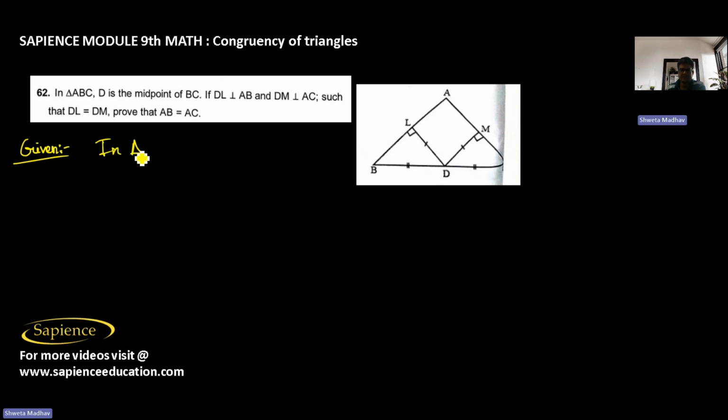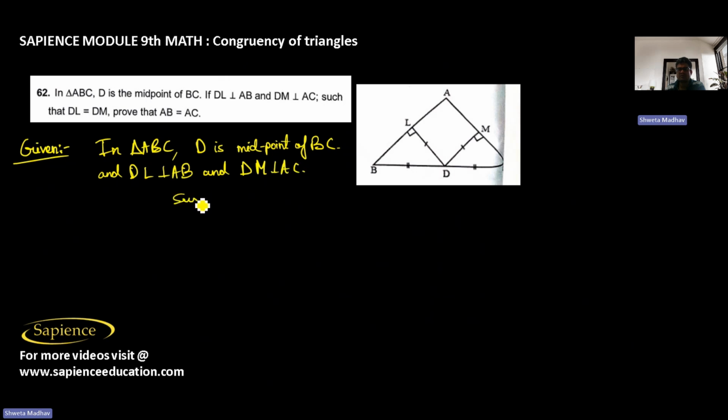So it is given that in triangle ABC, D is the midpoint of BC, and DL is perpendicular to AB and DM is perpendicular to AC, such that DL is equal to DM. We have to prove that AB is equal to AC.